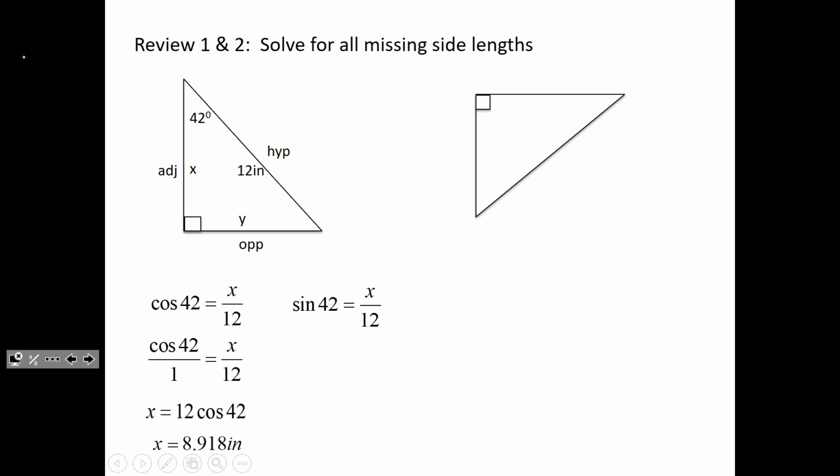And again, how would I get 12 out of the bottom of that fraction? Very good. So I've got 12 times sine of 42. And I can go ahead and type that in my calculator. What are we going to get for that one? Okay, 8.029, which would be around 8.30, somewhere in there.